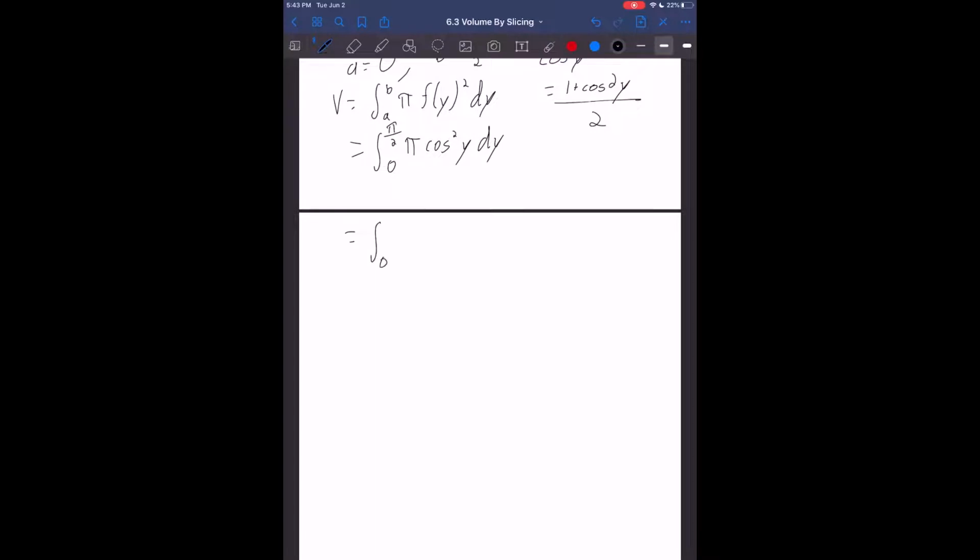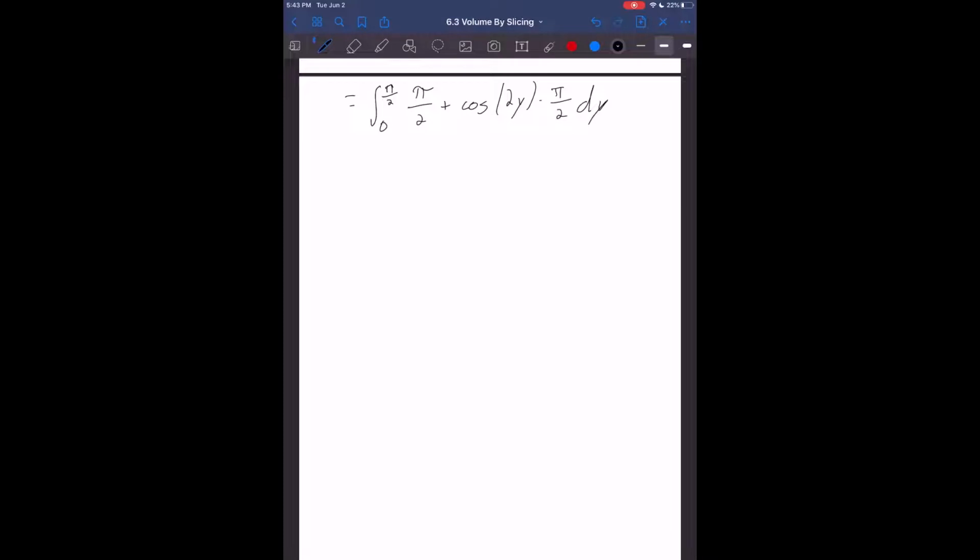So just using this substitution, this is the integral from 0 to pi over 2 of pi over 2 plus cosine of 2y times pi over 2 dy. Okay, so we have 2 different things we need to figure out the integrals of. We need to figure out the integral of pi over 2, which will just be pi over 2 y, and we also need to figure out the integral of cosine of 2y.